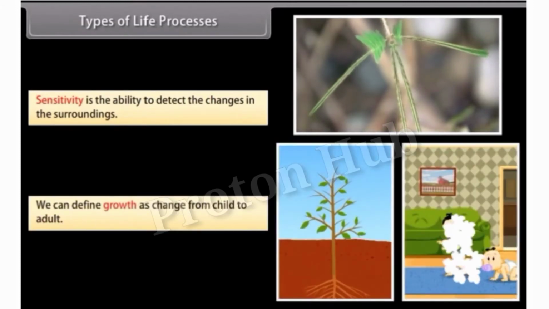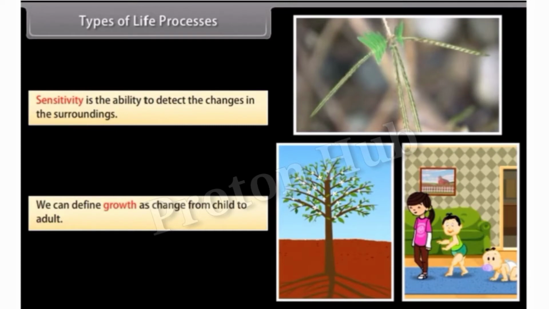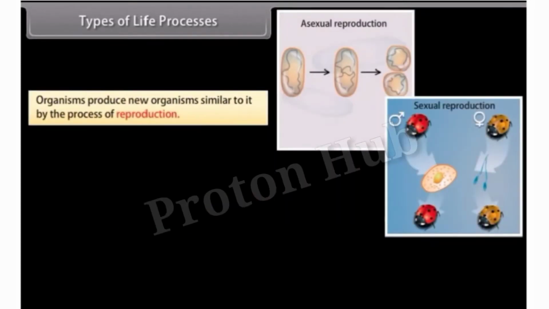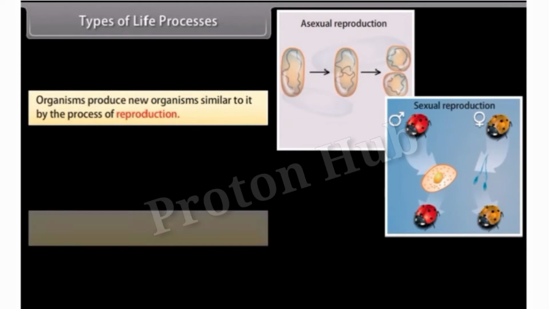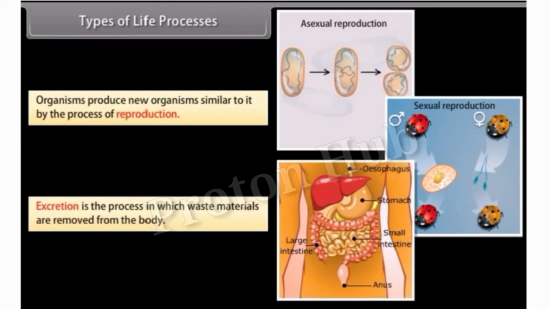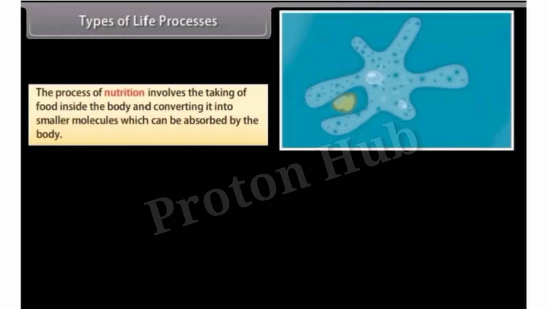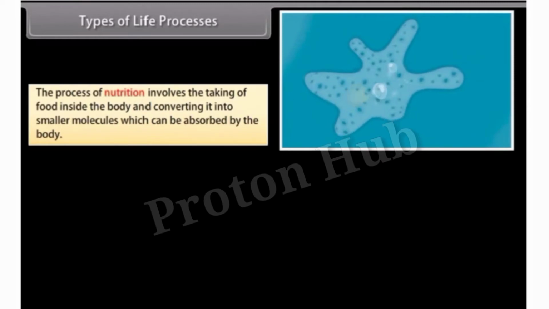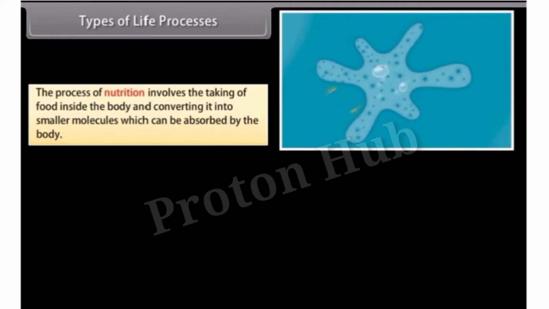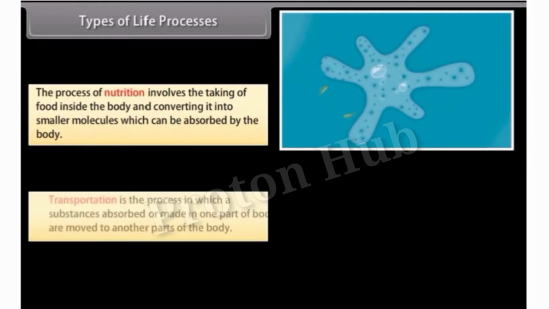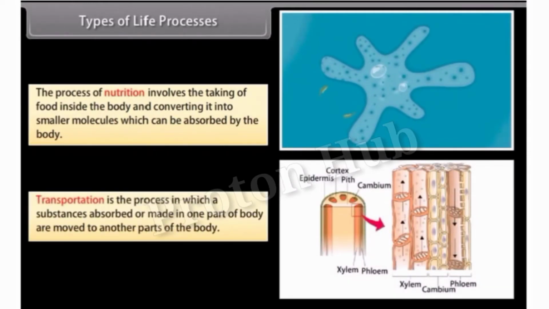We can define growth as change from child to adult. Organisms produce new organisms similar to them by the process of reproduction. Excretion is the process in which waste materials are removed from the body. The process of nutrition involves the taking of food inside the body and converting it into smaller molecules which can be absorbed by the body. Transportation is the process in which a substance absorbed or made in one part of the body is moved to other parts of the body.